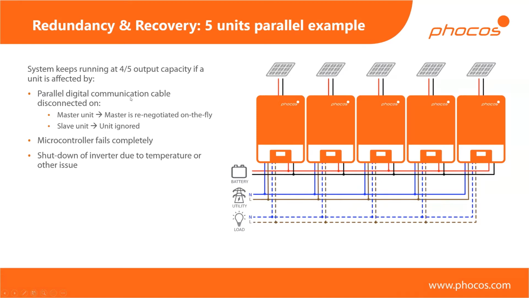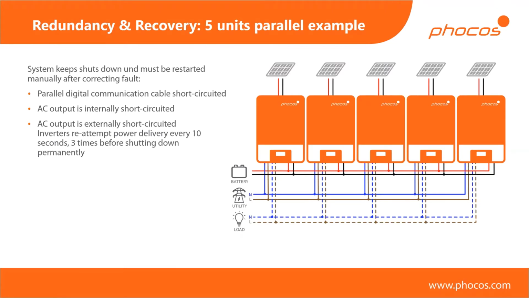If your digital communication cable is disconnected, because we need that to talk between the units to make sure they're synchronized, then obviously we can't send out AC current if we can't communicate, because if we're not correctly synchronized, that could cause a lot of damage. So of course we turn off that one unit. Or if for some reason a microcontroller were hypothetically to fail in one of the units, or if we have a temporary shutdown of an inverter due to temperature or some other issue, then the system will just keep chugging along with 4/5 of the output capacity.